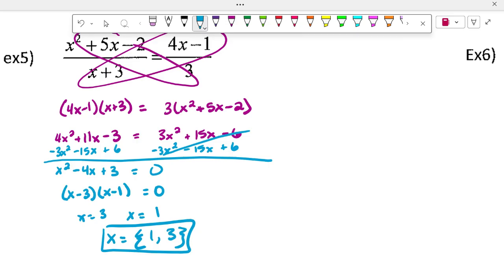So both 1 and 3 did work when we plugged them back into the denominator. So they both are part of the solution set. Any questions on example 5?